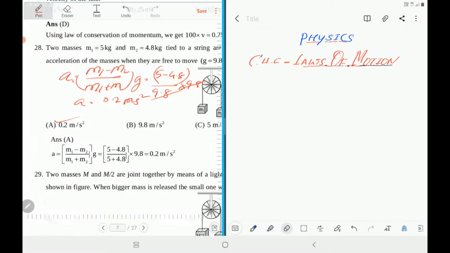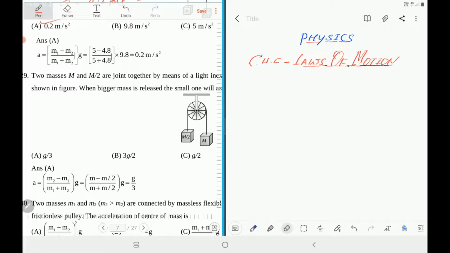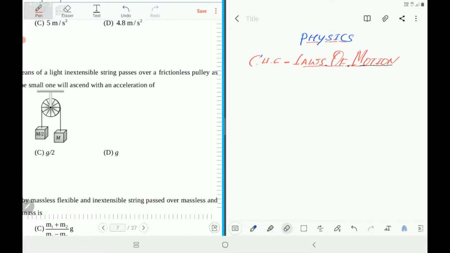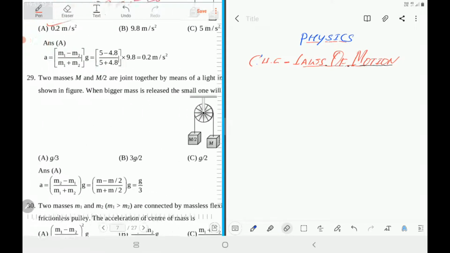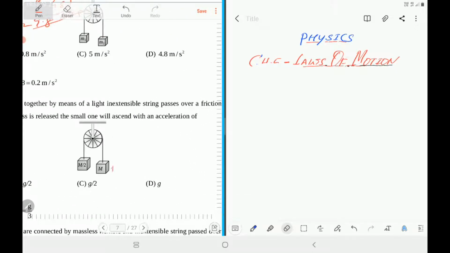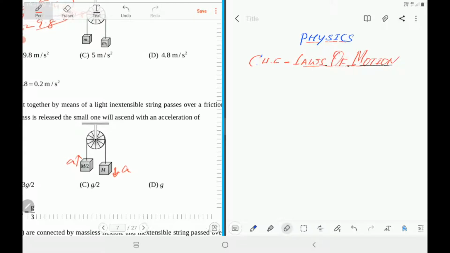Okay. We'll move on to another one, students. Two masses, m and m by 2, are joined together by means of a light inextensible string which passes over a frictionless pulley. As shown in the figure, the bigger mass is released. Means you are going to release this m, with a small ascent with an acceleration. The smaller one ascends with an acceleration. See, if the bigger mass moves down, means descends with an acceleration a, with the same acceleration the lighter mass ascends, moves up. What is that acceleration?